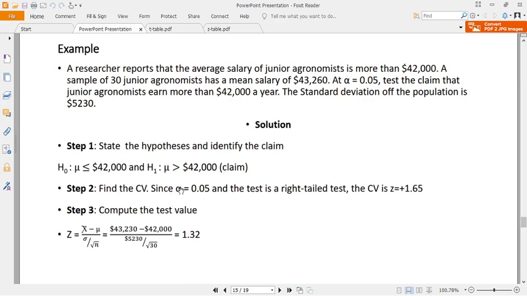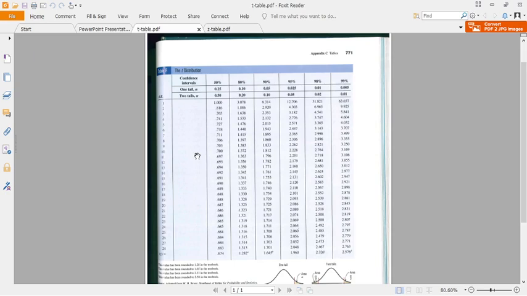So our step number 2 is to find the critical value. So we are working at alpha of 0.05 and the test is a right-tailed test. So therefore the Z value that corresponds to 0.05 can be got from our table. So for 0.05, we are going to use our table. Remember that Z alpha, so 0.05.